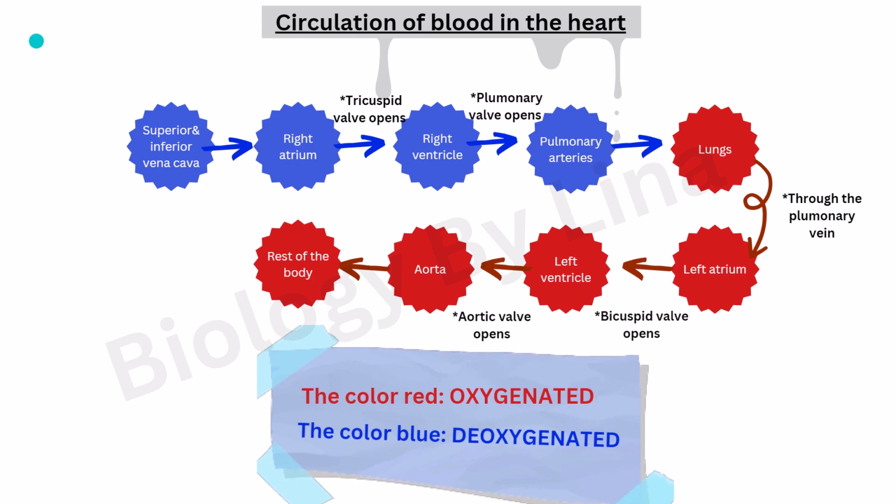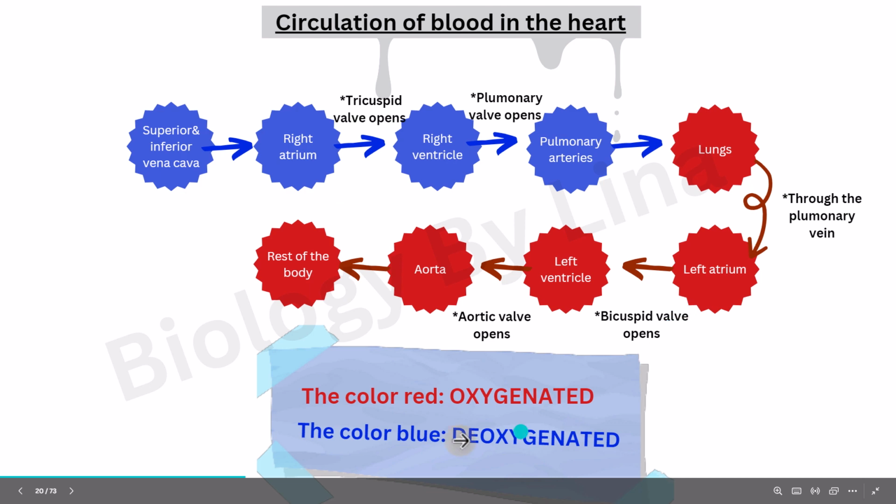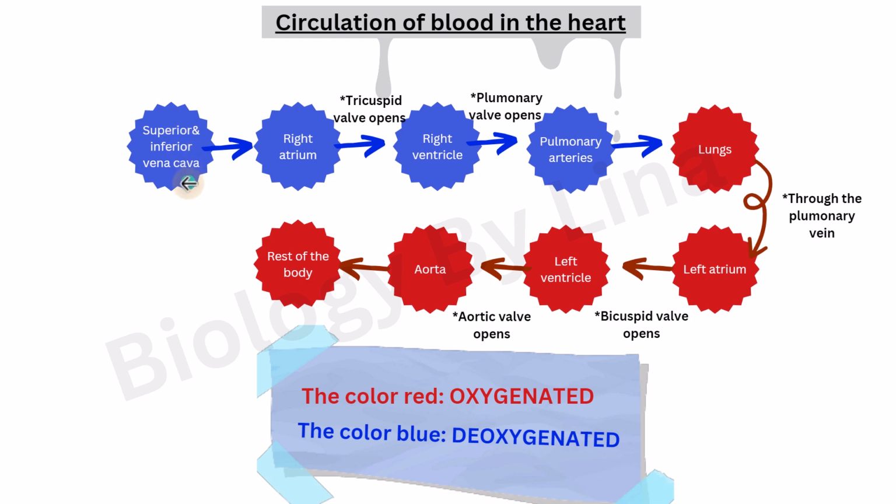So shortly, the circulation of blood in the heart: the color red is for oxygenated and the color blue is for deoxygenated. We can start from the 2 large veins, which are the superior and inferior vena cava, that carry the deoxygenated blood from the body to the heart, and they go to where? Both of them go to the right atrium.